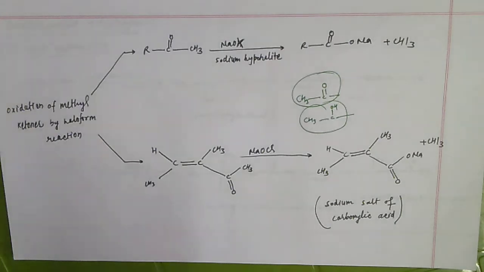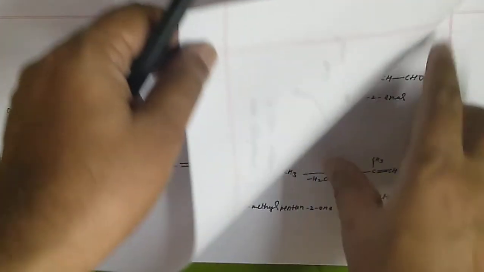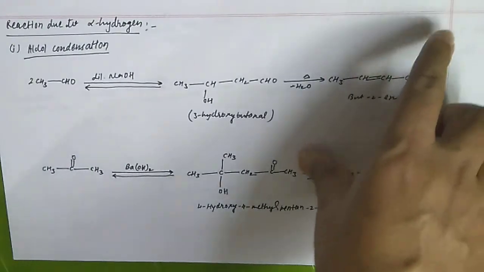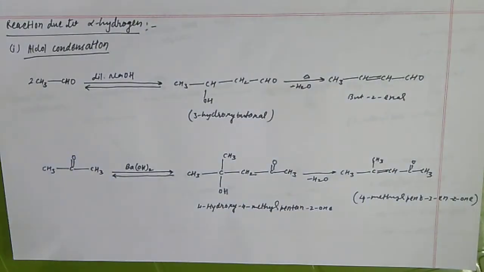So which compounds will give the iodoform test? Those having the methyl ketone group or the methyl hydroxyl group. Now let us move to another type of properties, the reactions due to alpha hydrogen.